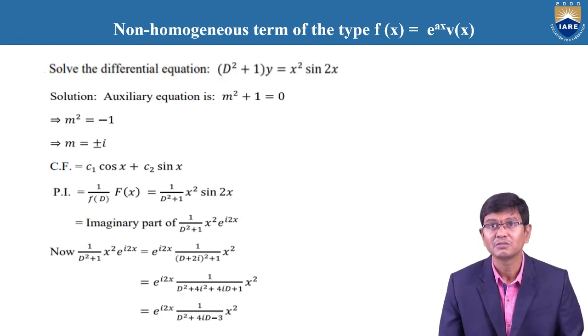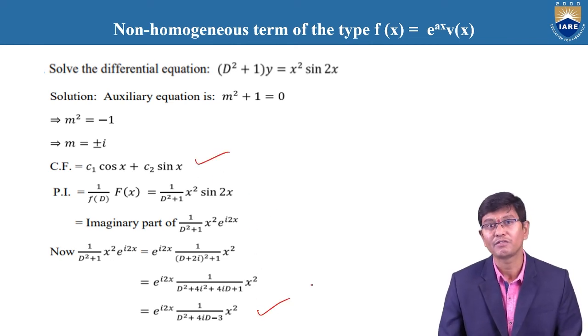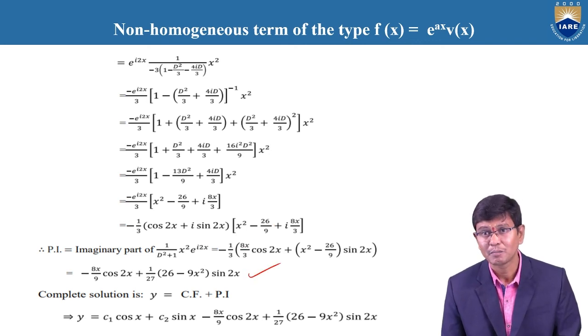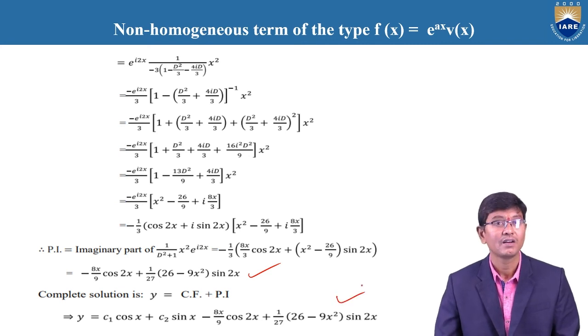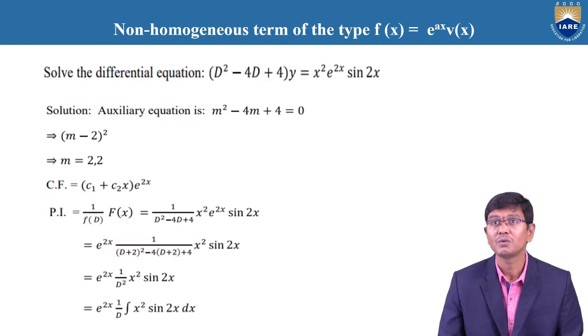And similarly here also, we need to find the complementary function and the particular integral with the help of the synthetic division, factorization method, and by using the fourth method and the third method also. After that simplification, here also we obtain the particular integral as minus 8x by 9 into cos 2x plus 1 by 27 into (26 minus 9x square) into sin 2x. Therefore, the complete solution is the addition of the complementary function plus the particular integral. Now we need to solve one other also.